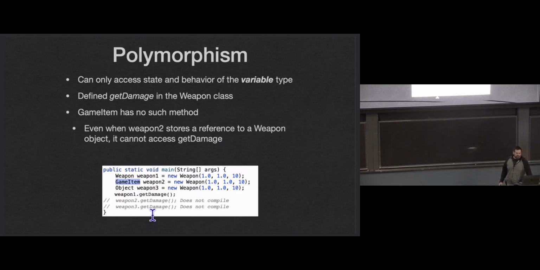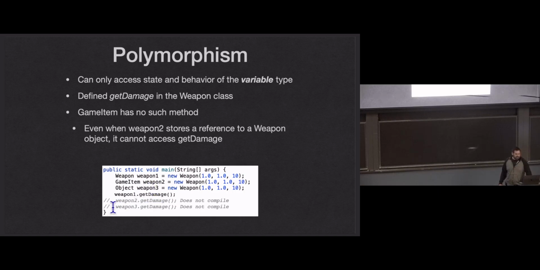So this is a pretty big restriction. If I have my weapon, this is a legal assignment and all, but when I store my weapon in a variable of type GameItem, I can only call methods known to the GameItem class. So this getDamage method, which is defined in the weapon class, is only known to the weapon class. It can only be called if you're storing your reference in a variable of type weapon. So weapon1.getDamage is perfectly fine, but weapon2 of type GameItem doesn't know about the getDamage method, and this would not compile. If I tried to call this method, my code would be broken. Doesn't work. Can't do it. GameItem doesn't know about the getDamage method. Pretty big restriction.